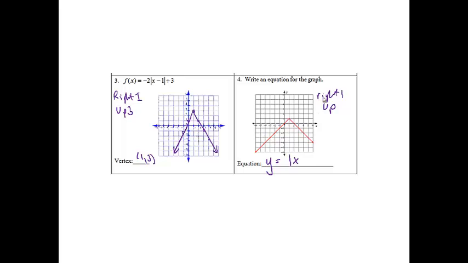Since it's right 1, we always do the opposite of right 1 inside, so we'll do minus 1 instead. And then if it went up 1, we'll put a plus 1. And then to get my slope on the outside, to start at the vertex, I'd have to go down 1 over 1, which gives me a slope of negative 1. So that's what my equation would look like.